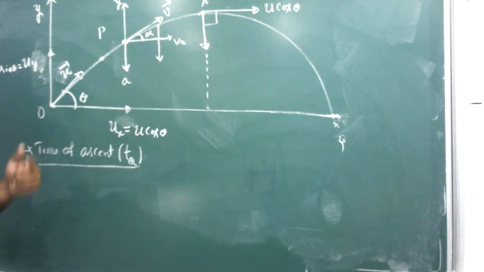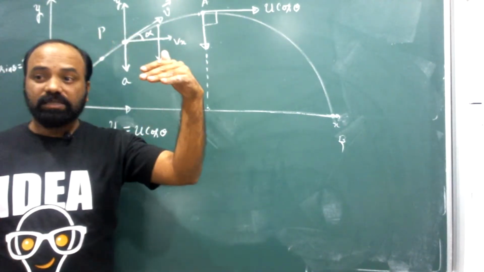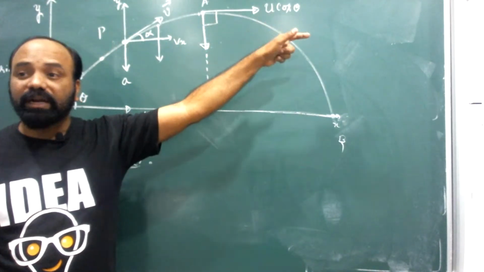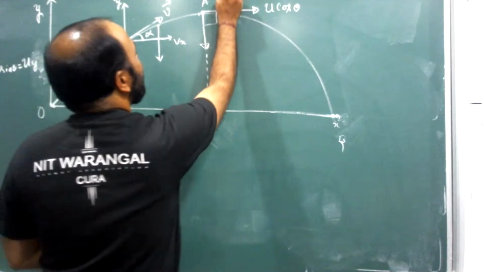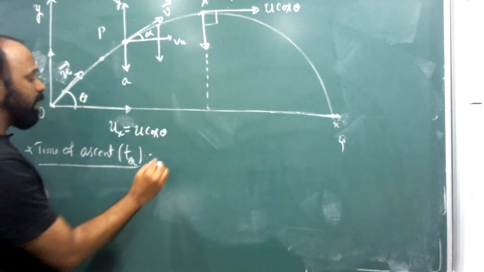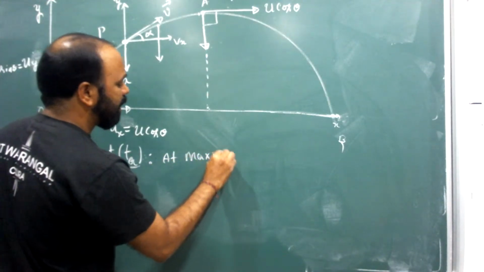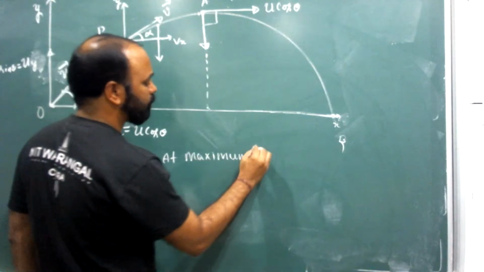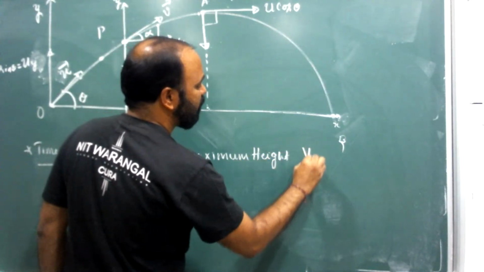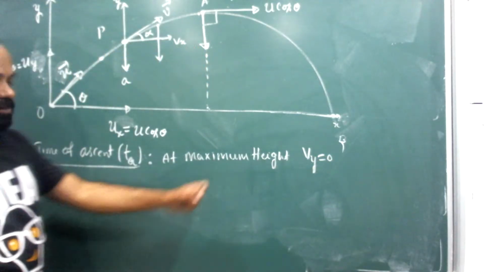Time of ascent. As usual, we know that whenever the body reaches the maximum height, it has only the horizontal component. What about the vertical component? The vertical component becomes 0. That formula we should take at maximum height. Vy equals 0.